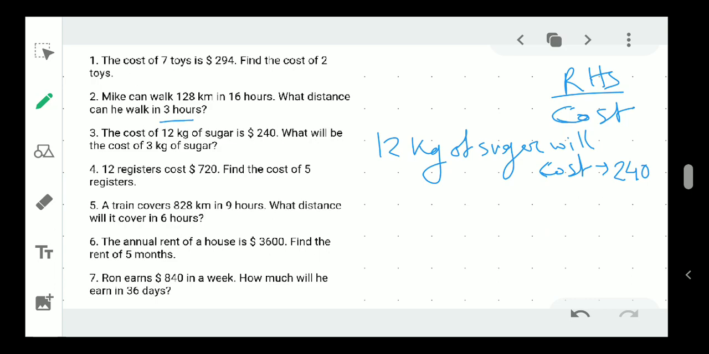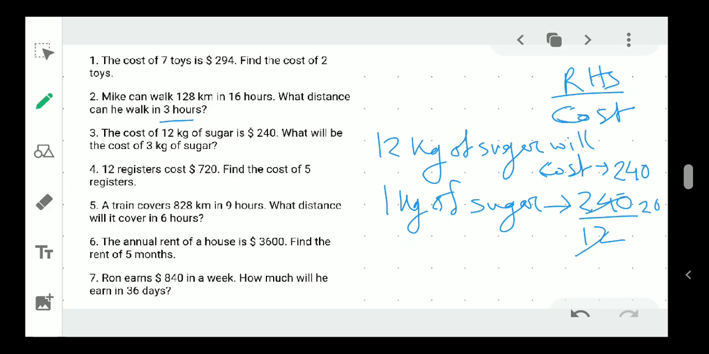So first, to do the unitary method I have to find for 1. So 1 kg of sugar will cost me 240 divided by 12, right? So that you can directly find out and do the next sum also. So 240 by 12, that is 20, right? So you can write 20 here.